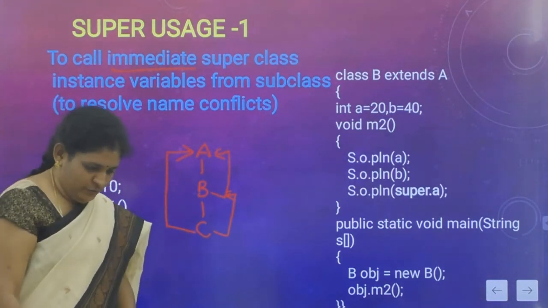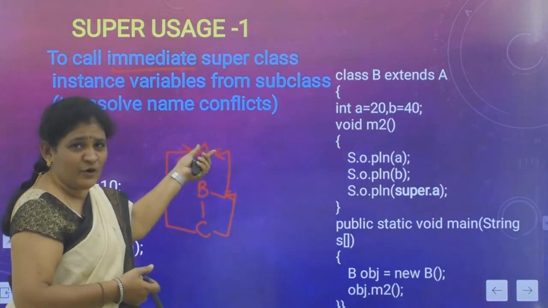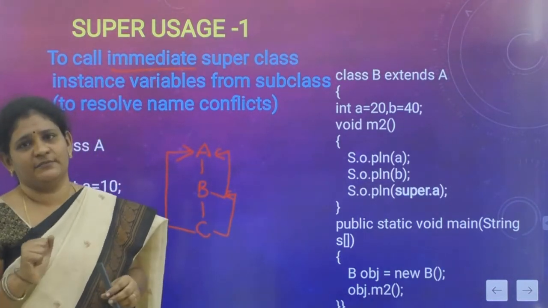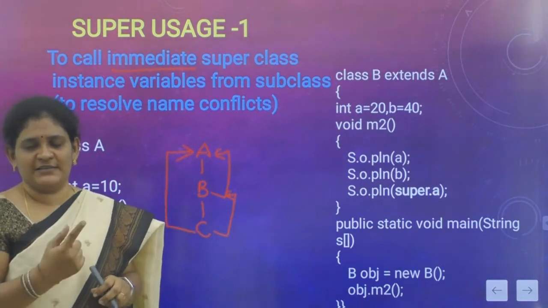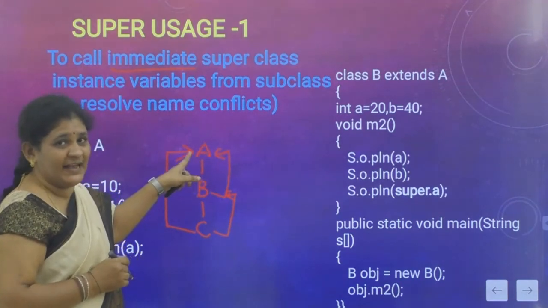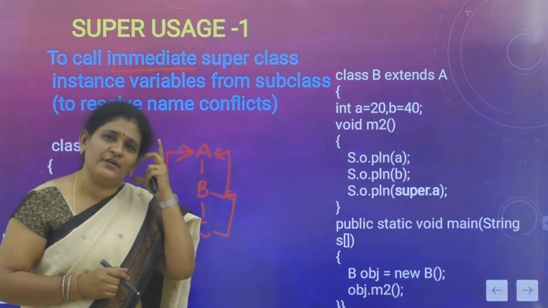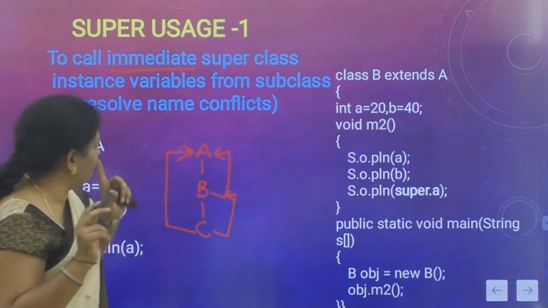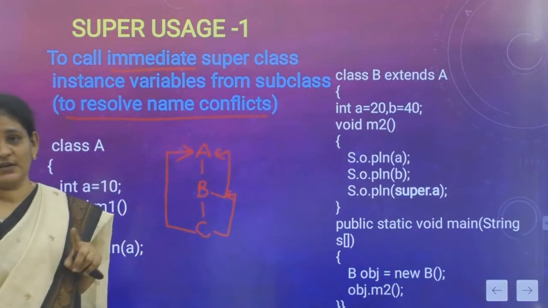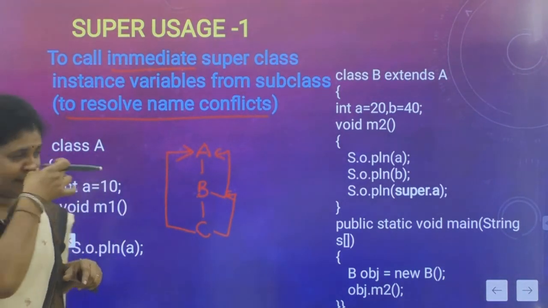So you may get one more doubt: if class B is inheriting class A, then all its properties will be acquired by class B. Why again use the super keyword to access it? That is a doubt we usually get. Once again, I am repeating the doubt, students. If class B is extending class A, then class A properties will be automatically given to class B, no? Then what is the use of using super keyword? For what purpose we use super keyword is to resolve name conflicts. We'll see that with an example program rather than explaining it theoretically.